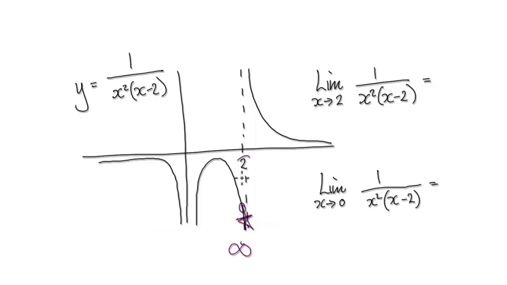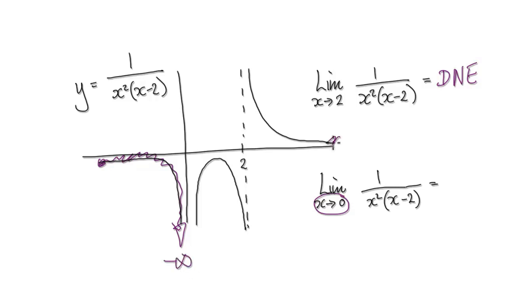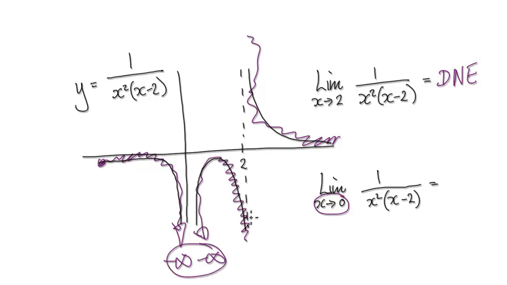But then if you approach 2 from the right hand side, you're heading towards positive infinity. So here we say the limit is DNE. Whereas down here, as x approaches 0, you're heading towards negative infinity. Now approach 0 from the right hand side. All of a sudden you jump down to here, continue in your journey. Here you're also heading towards negative infinity. And when you consider both sides, we say that the limit here is negative infinity.